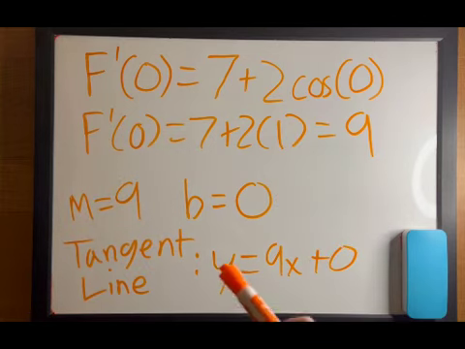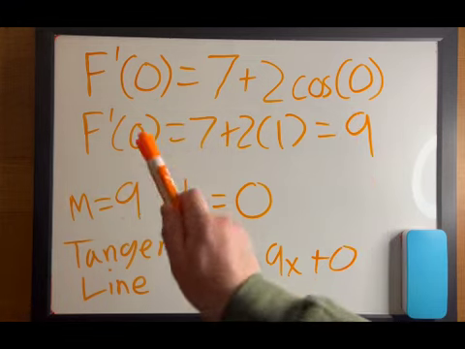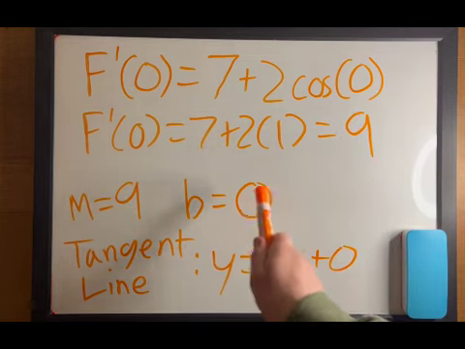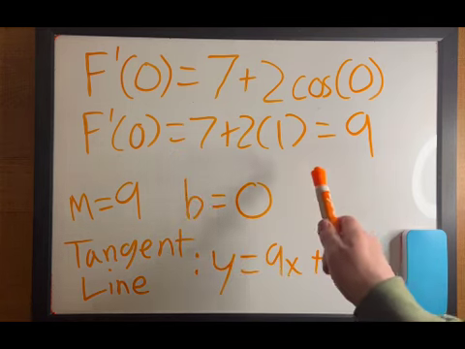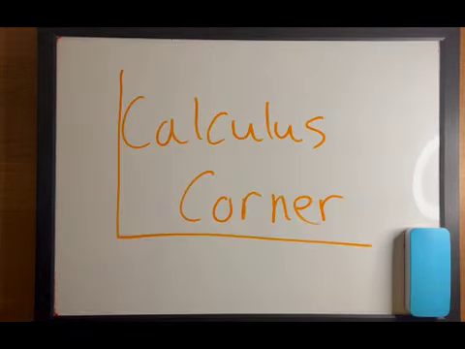And what does that tell us? Well, the derivative function tells us the slope. So that tells us the slope is 9 at an x value of 0. And we also know that the b value is 0 because that's what was given at the beginning. So our tangent line is y equals 9x plus 0.